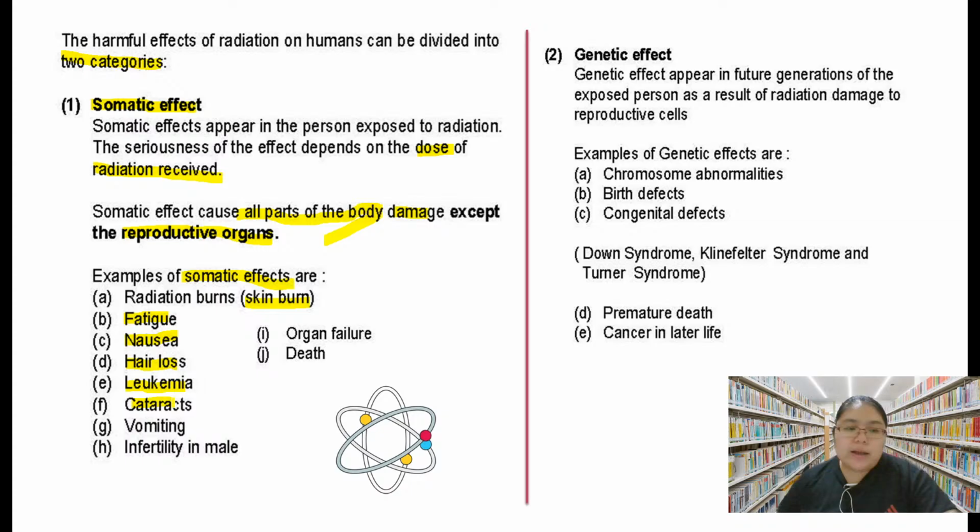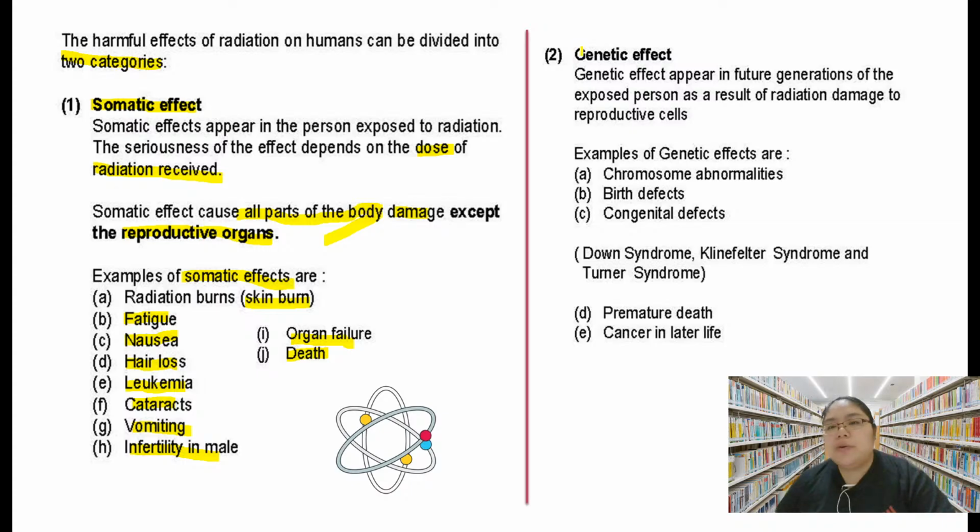Cataract is for your eyes. Then vomiting. After that, infertility for the male. Infertility for the male, I never say female. After that, organ failure, the organ cannot function. Then the last one, death. So this one is from being exposed to radiation for a long time. So this is the somatic effect.